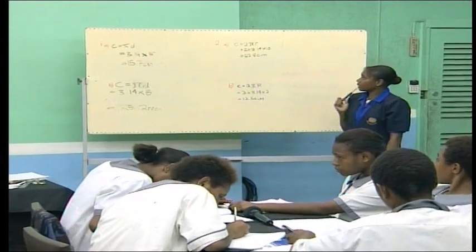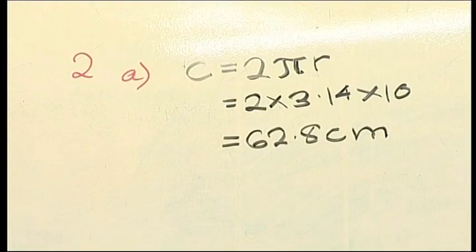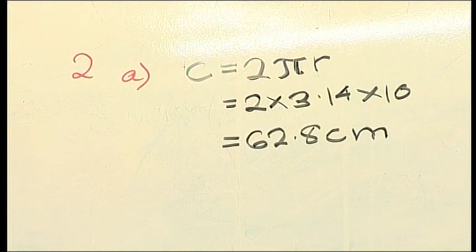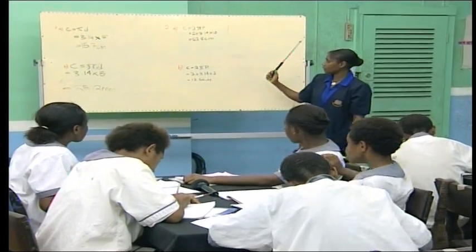Let's have a look at exercise 2. Here now the diagrams, as you can see, they're using C is equals to 2 pi r. R in this case because the radius is given. So you have 2 times 3.14 times 10. Very good. And your final answer should be 62.8 centimeters. Hands up 7Es if you've got this correct. Okay, well done to those students who've got it correct.